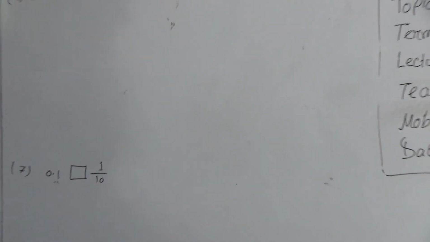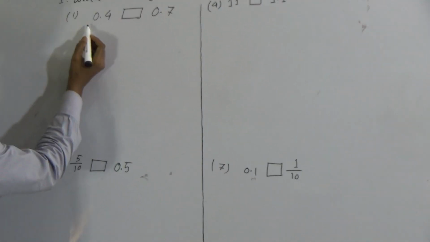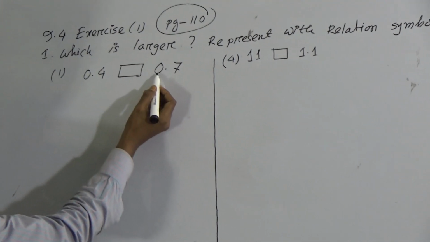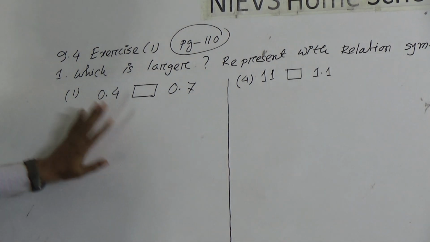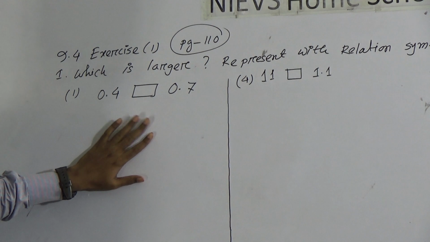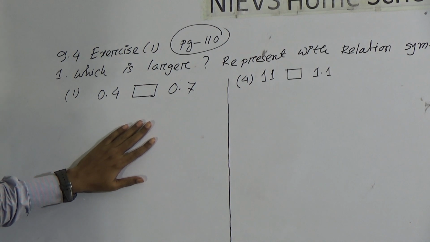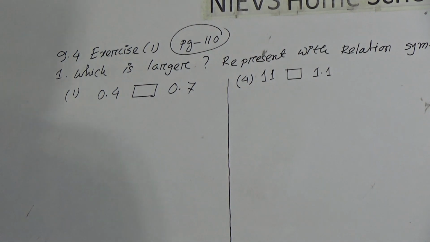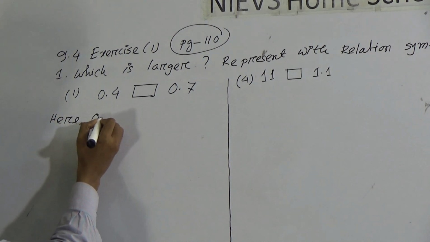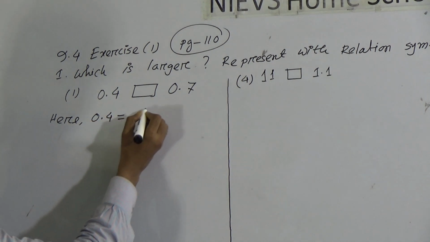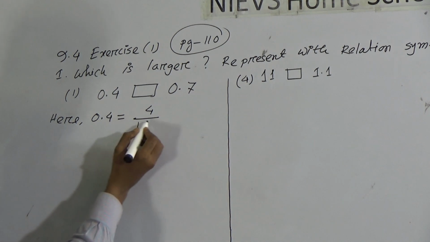Now come to the point. See one more question, 0.4 blank 0.7. Now the first question is which is larger, and the second question is represent with a relation symbol, greater than, smaller than or equal sign. Here you write 0.4, that means 4. For the point you take here 1 and for 4 we write here 0.